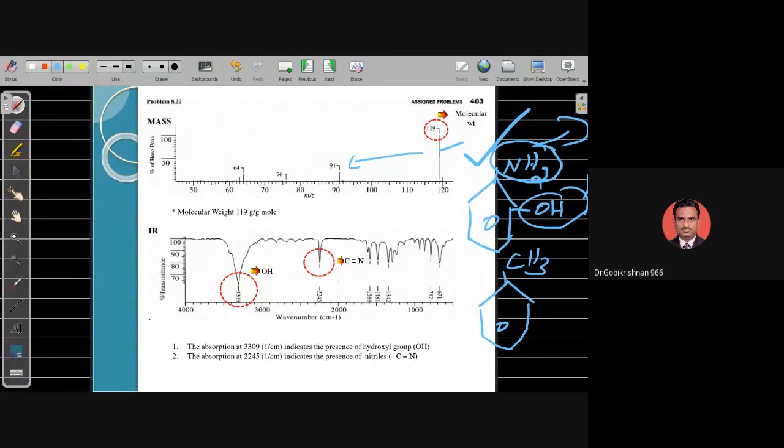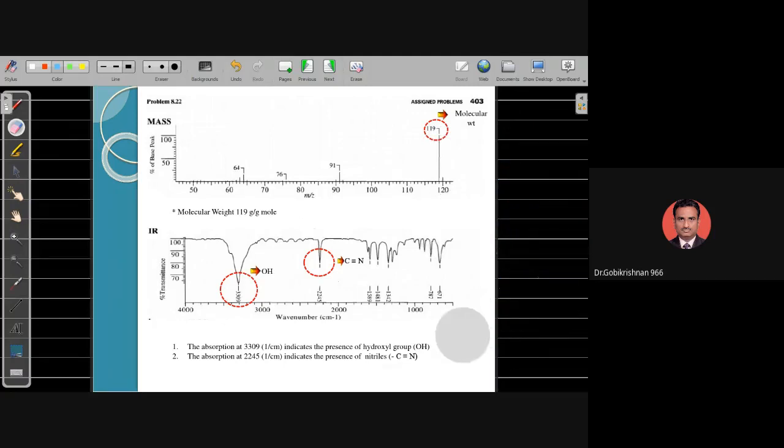Then after that, some other extra groups, attached groups, will be removed. Finally I get one compound like this. Therefore, it will give an insight about the molecular weight of the compound and what subgroups are attached. From this, what I can understand is that the molecular weight is 119.